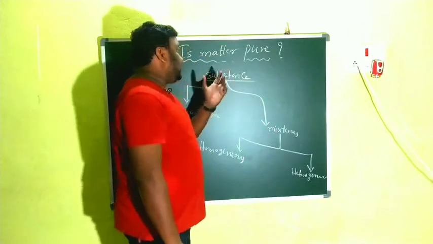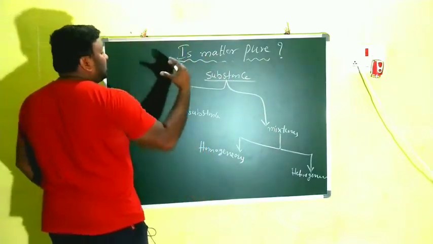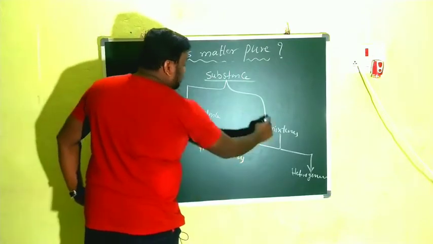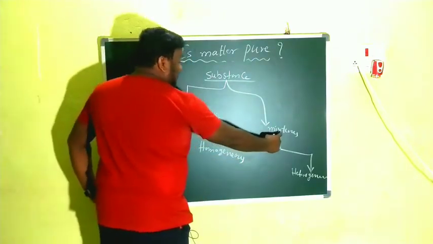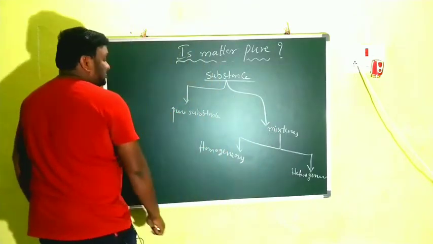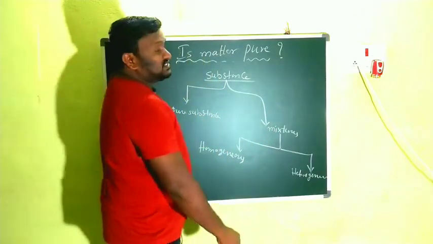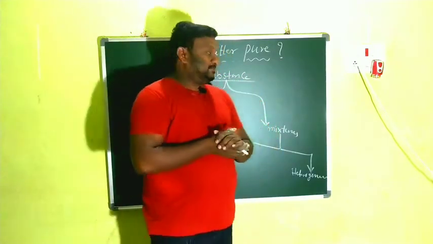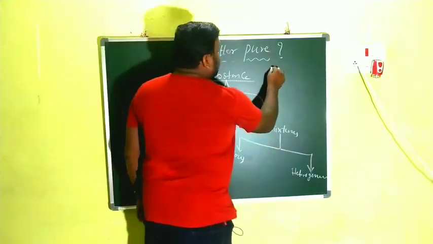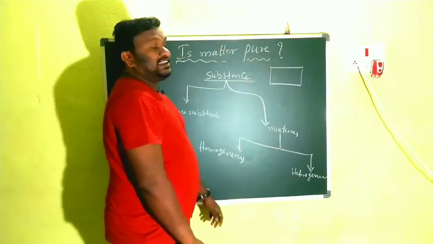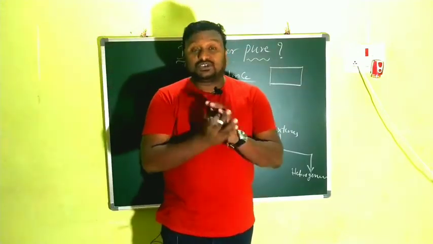In this case, the substances we have in our surroundings may be classified as pure substances and mixtures, and again mixtures are divided into homogeneous and heterogeneous mixtures. Children, generally if you take a gold biscuit, it should be taken as a pure substance.